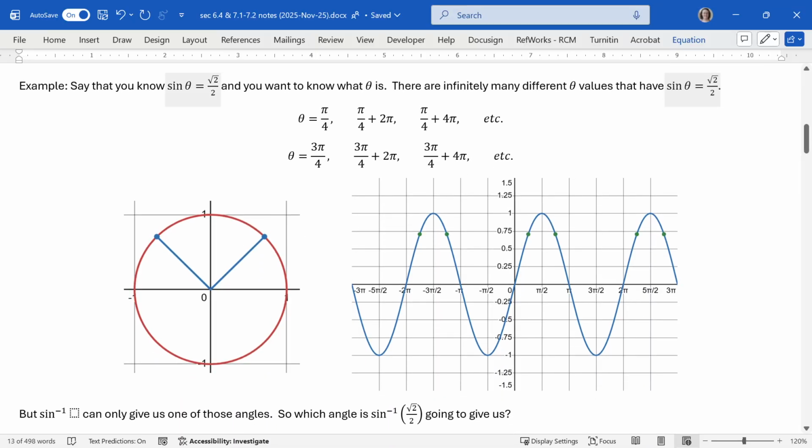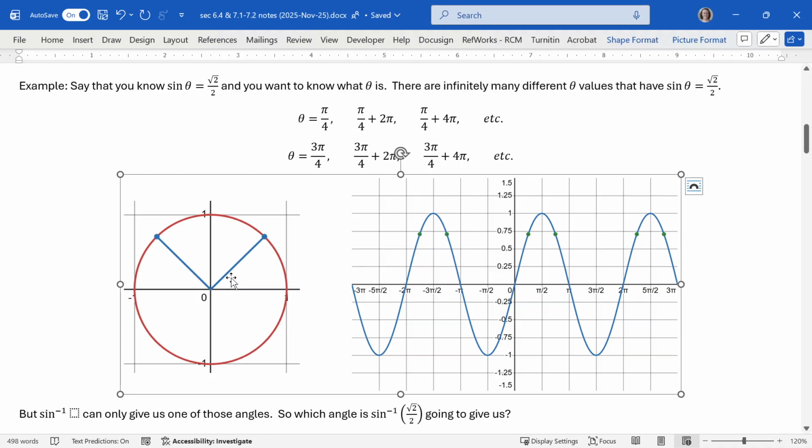So let's say you know that sine of theta, for the theta value that you're interested in, is square root of 2 over 2. And you want to know what theta could have been. Well, there are actually infinitely many different theta values that all have sine of theta equaling square root of 2 over 2. The two most obvious ones, looking at the unit circle: square root of 2 over 2 is the y value for the 45-degree angle, which is the same as pi fourths. Remember, the top half of the circle is pi, and this is a quarter of pi. So this is pi fourths.